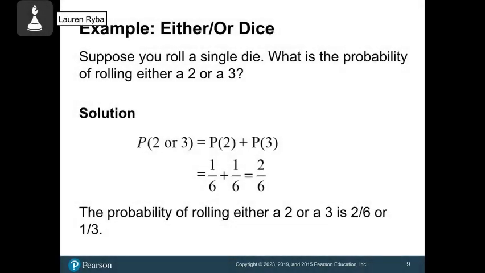Suppose you roll a single die. What is the probability of rolling a 2 or a 3? Well, a 2 cannot occur at the same time a 3 can, so we are just going to add the 2 probabilities together. The probability of 2 plus the probability of 3. Well, a 2 happens 1 out of 6 times, and the 3 happens 1 out of 6 times. If I take 1/6 and add another 1/6 to that, I get 2/6, and 2/6 reduces to 1/3.